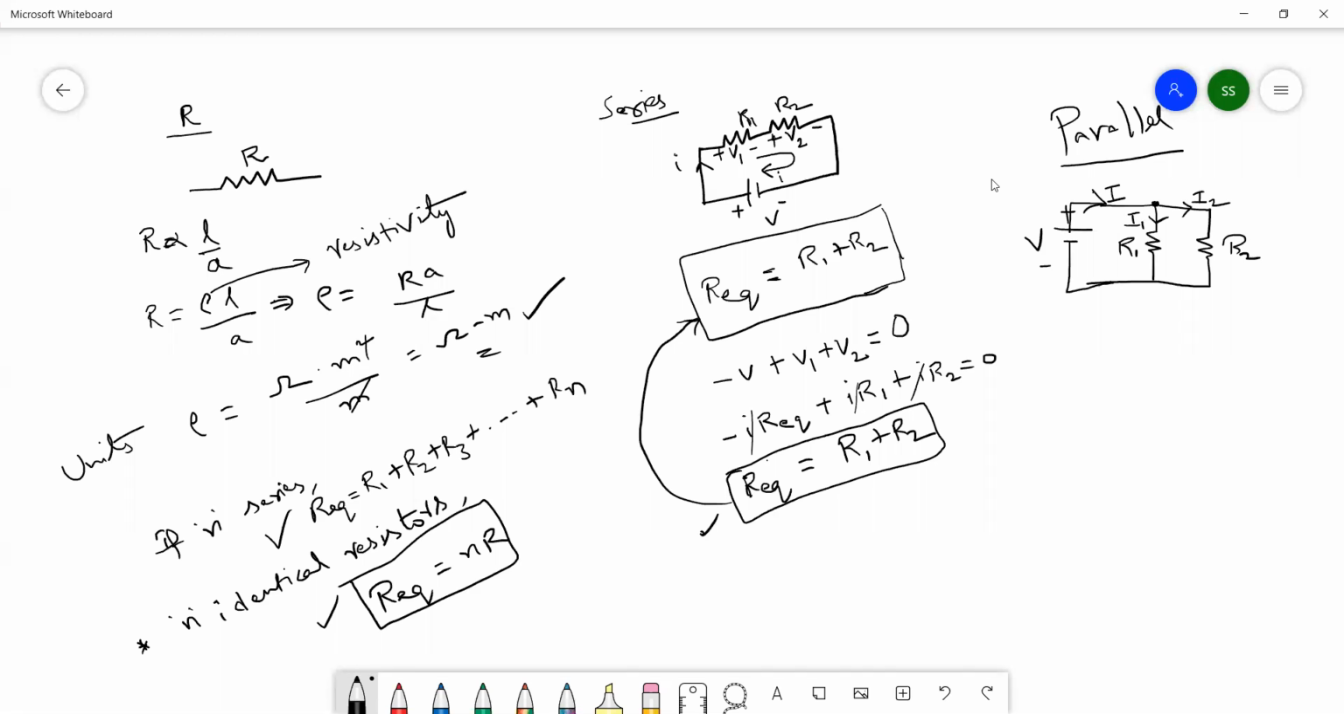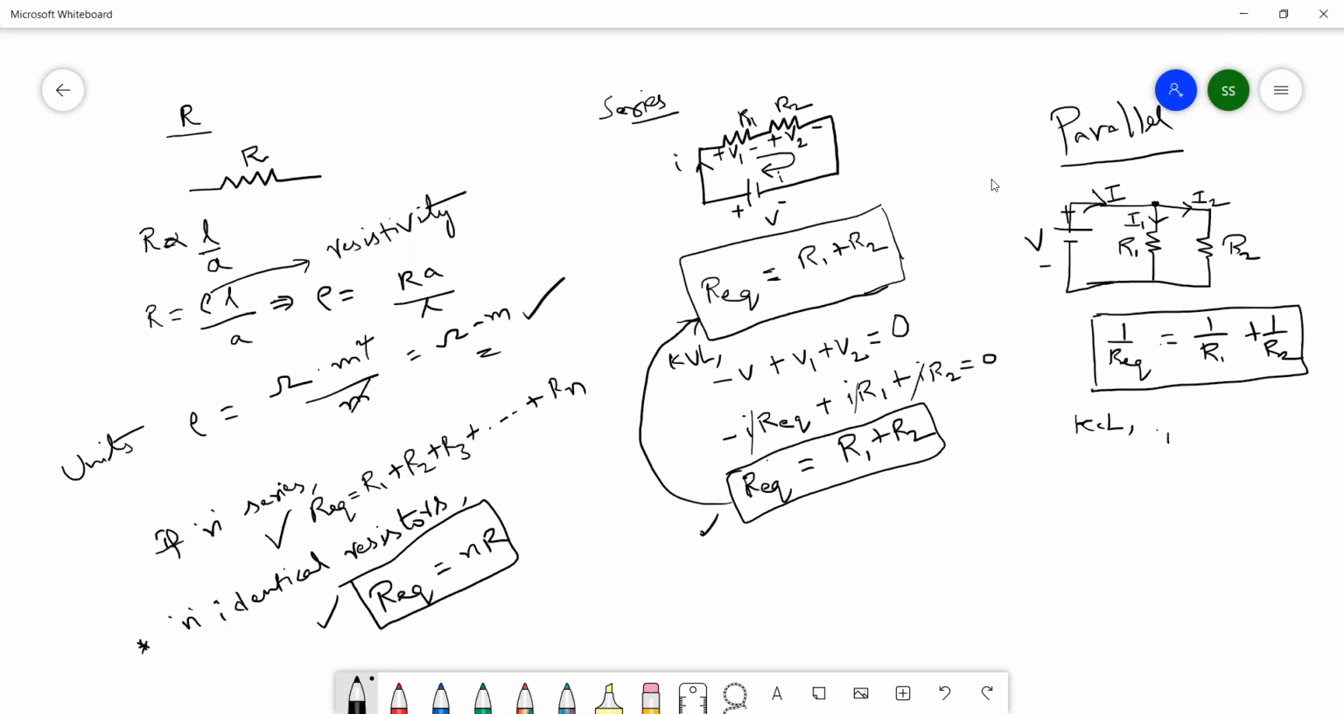I hope you know the equivalent resistance for two resistors connected in parallel: 1 by R equivalent equals 1 by R1 plus 1 by R2. So how it came, we will see that. At the junction point, shall we apply the junction rule, nothing but your KCL. Earlier I applied KVL; here we are going to apply KCL because we are having one junction point.